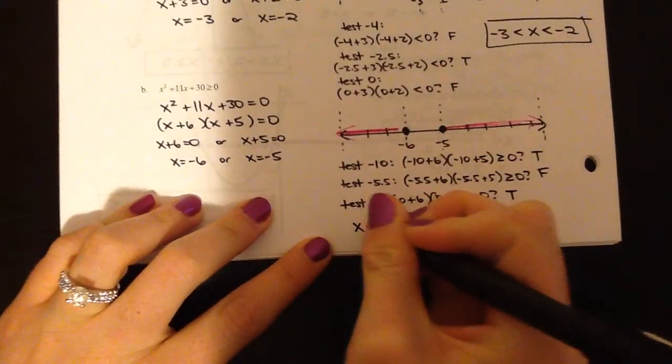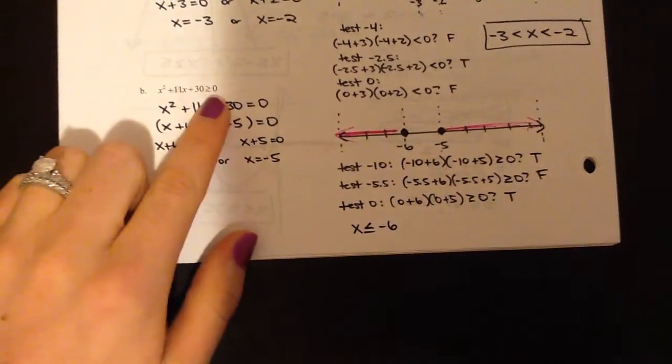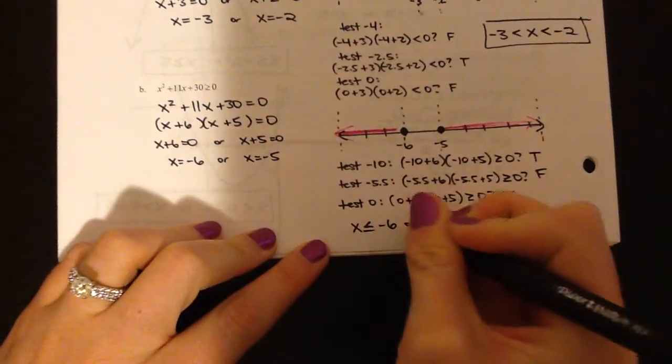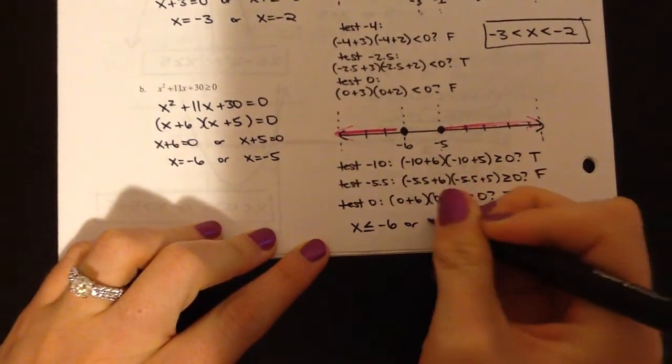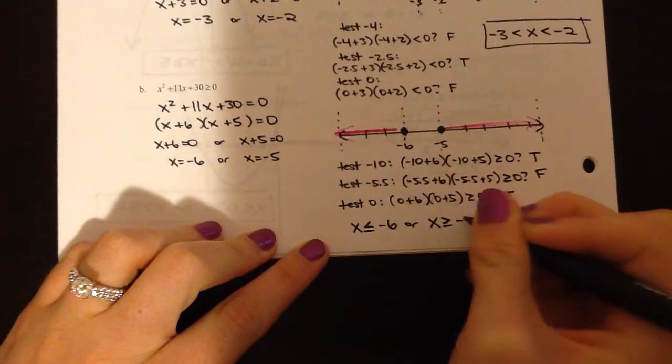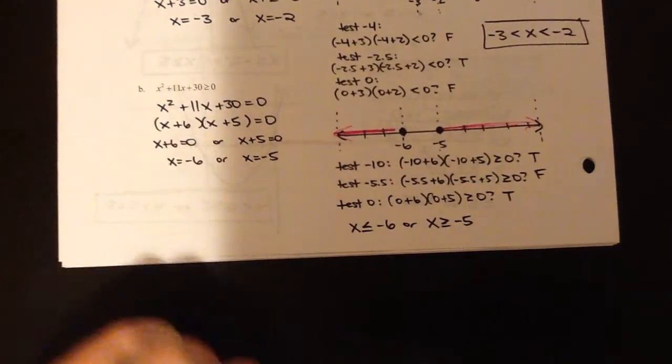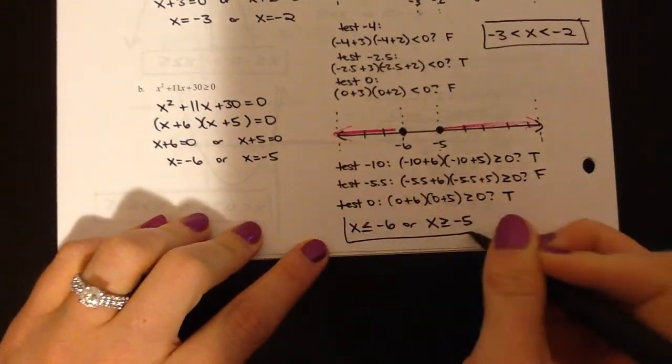These are all the values that are less than negative 6, and I use less than or equal to because of this original inequality. Or, and these are all the values above negative 5, and again I use the or equal to because this has the or equal to. So that is my solution set.